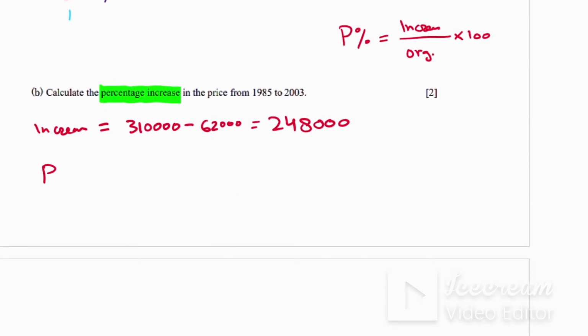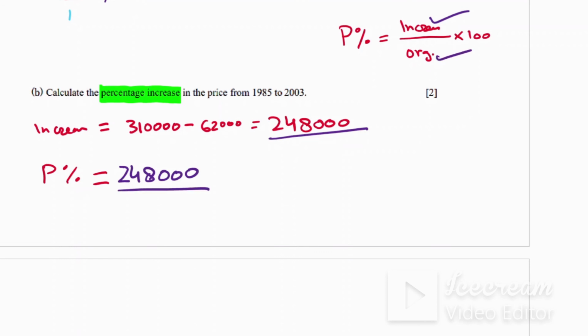So percentage increase is equal to the increase amount, so I write 248000 divided by the original amount. The original amount was 62000, and because it is a percentage, multiply with 100. Now you can simplify. 0 with 0 cancel, 0 with this 0, 0 with this 0. Now 248 multiplied by 100 and divided by 62. You will get the answer 400%.